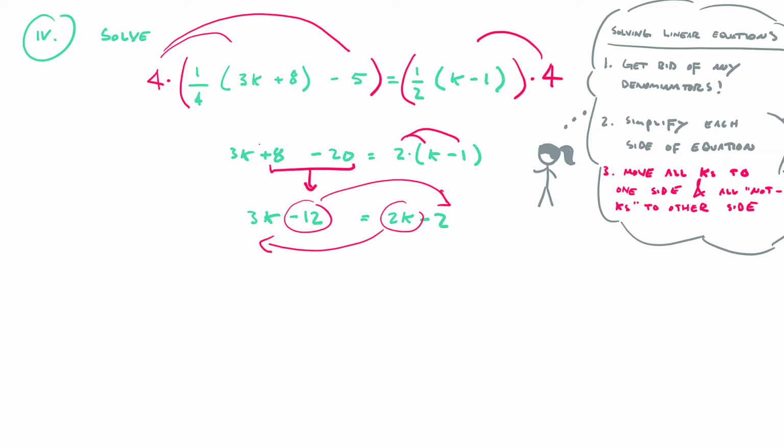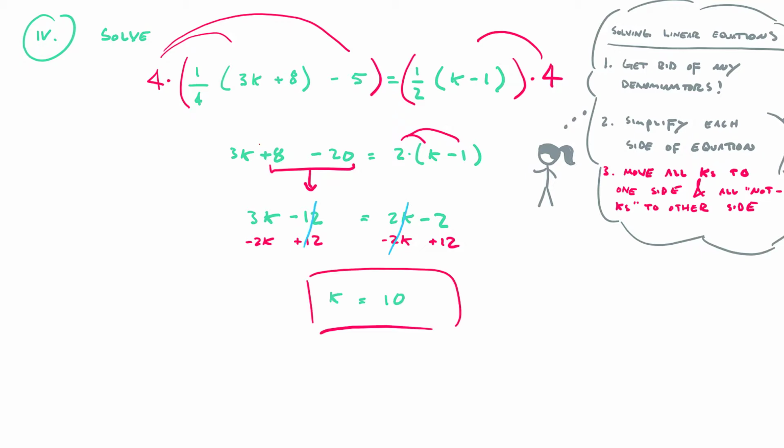So I did this. I moved the k's to the left-hand side of the equation and all the constants, the not k's, to the right-hand side, which means we had to subtract 2k and add 12. But whatever you do to one side, you got to do to the other. So the 12s cancel on the left. The 2k's cancel on the right. 3k minus 2k is in fact just 1k. And then negative 2 plus 12 is 10. So k is equal to 10.